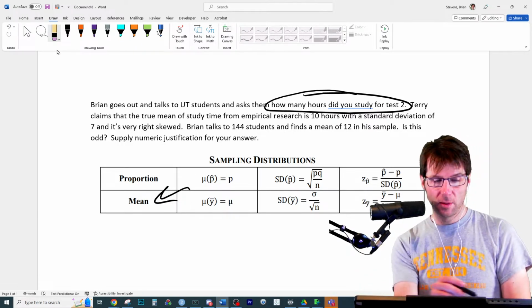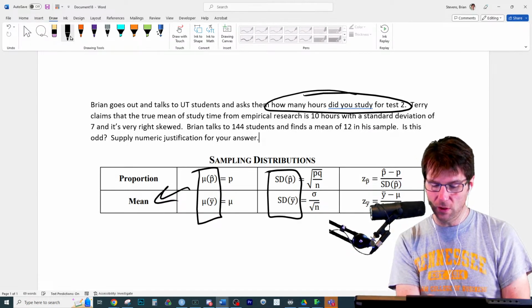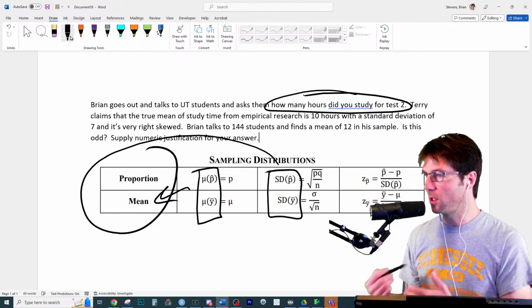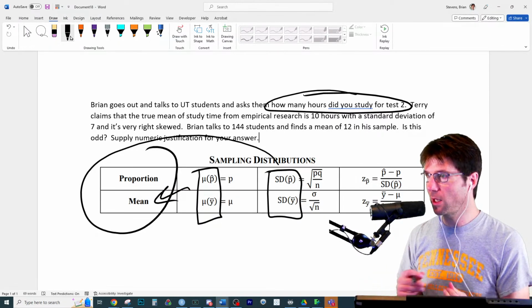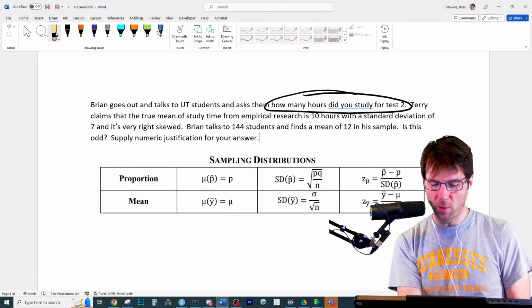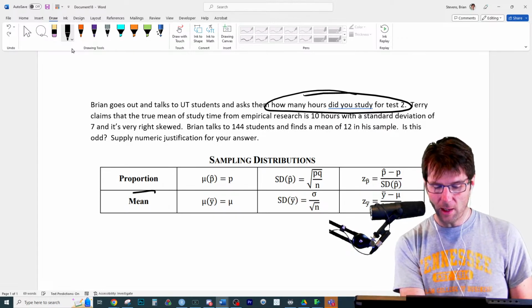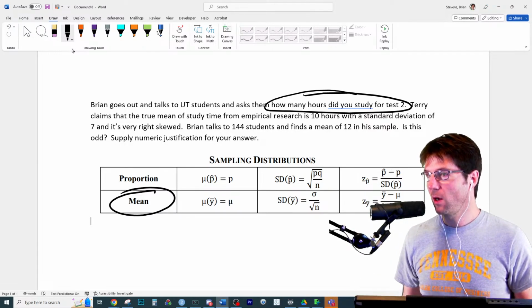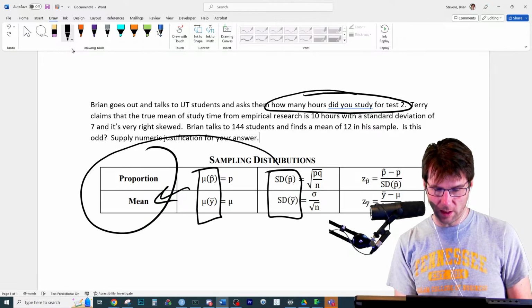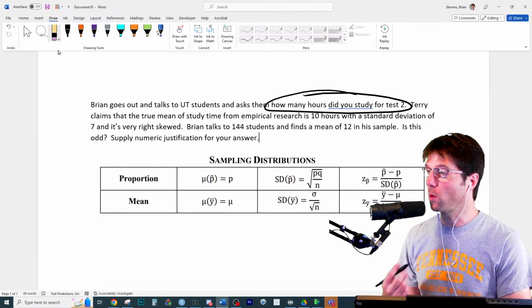So be careful, because you will sometimes see it talk about means and standard deviations, but that doesn't mean it's proportions or means. That doesn't tell you enough. You have to think about the question asked. The last one we just did was, are you from Knoxville? And this one is, how many hours did you study for the test? Are you from Knoxville would be answered with a categorical response. And how many hours did you study would be a quantitative response.